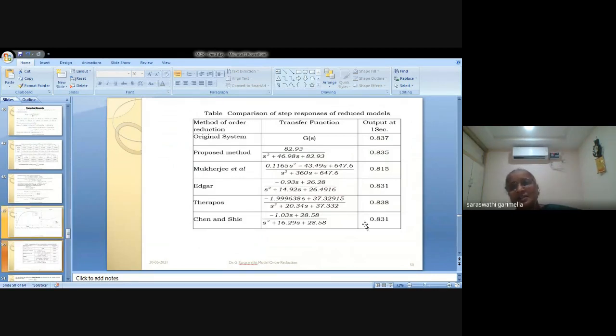I also wrote other methods, Therapos, Chen and Shi, and Edgar, all these things, because I did my work long back. That's why recent comparisons won't be there. So the output at 1 second, I calculated for all of them. This is what I got, because initially the responses are different for all, but ultimately they are reaching, and all are stable systems. That's why I took it like that.